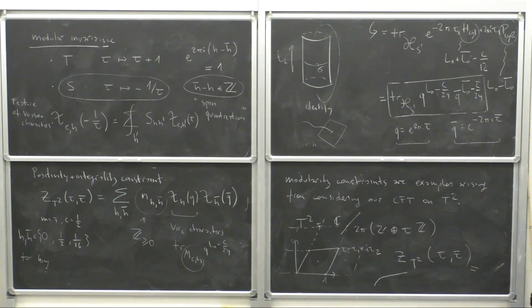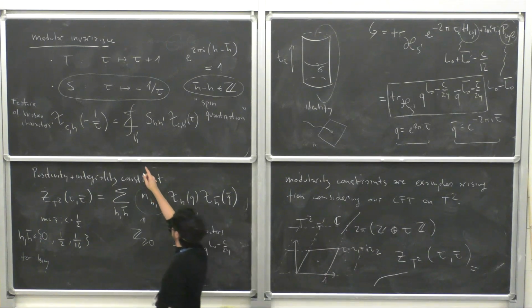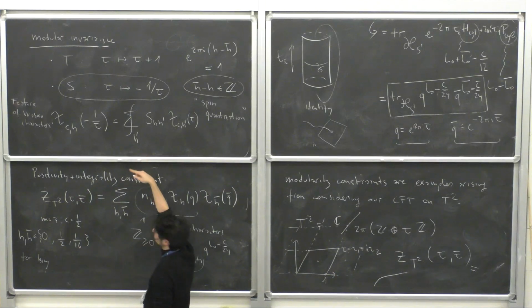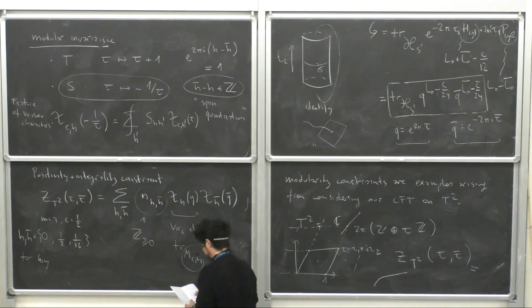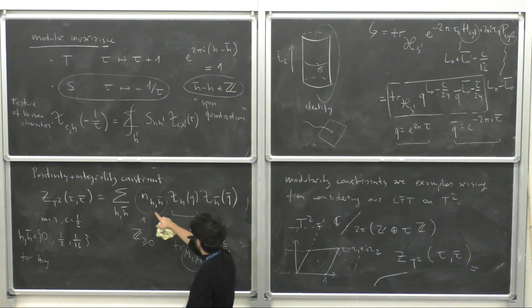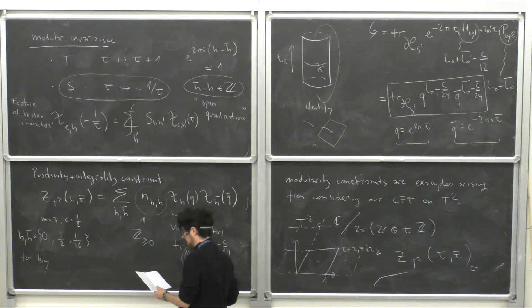And that notation is just there to mean that while for Ising it will be a sum, for more general CFTs it can also be an integral over H prime. And now modular invariance is a constraint on this integer n here.